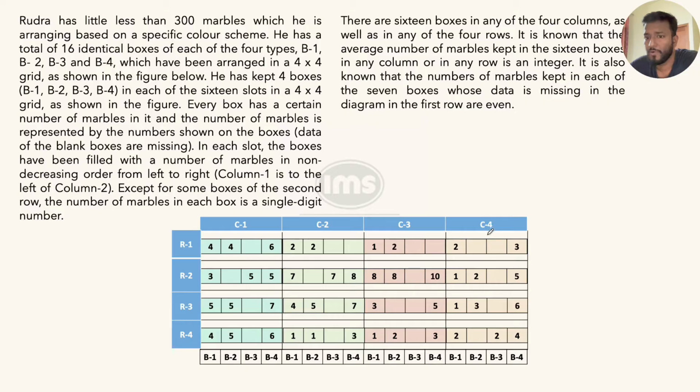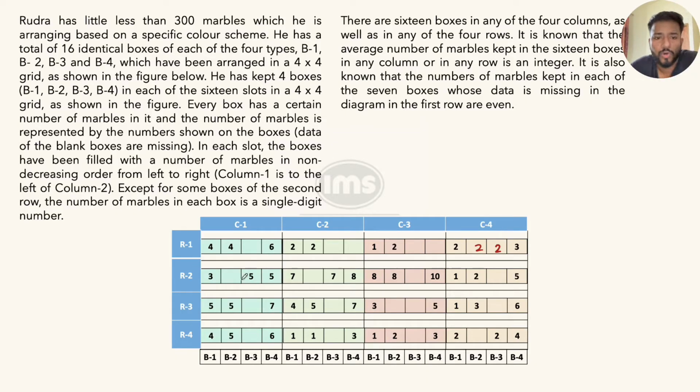But when it comes to C4, the starting value is 2. The ending value is 3. It has to be either equal or increasing, but it cannot have an odd value. So the only value left in this particular C4 and R1 slot is 2, followed by 2. Right? I hope you understood this. It cannot be 3 because it will be an odd number. This could have been true for other rows, but only for this R1 row the values have to be even. So 2 will be placed here, and 2 will be placed here.